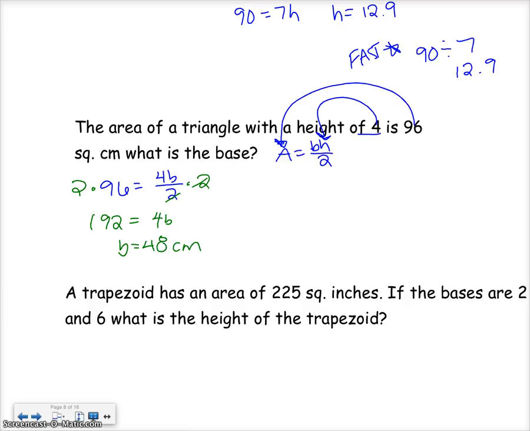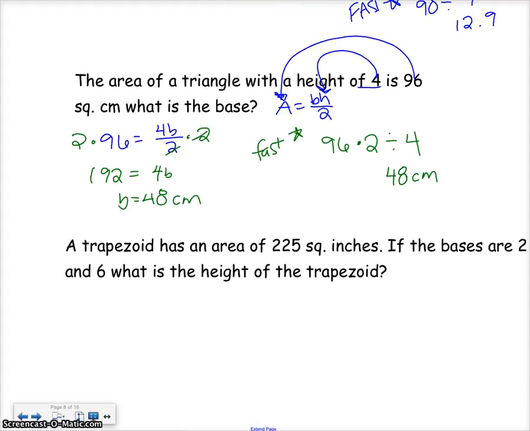Looking at the formula, you think backwards. You undo everything. So I'm going to go 96. Well, the backwards of dividing by 2 is timesing by 2. And the backwards of timesing by 4 would be to divide by 4. So 96 times 2 divided by 4 is 48. That's the fast way. That's working backwards, kind of working in that opposite order of operations. Algebra will never steer you wrong, though.